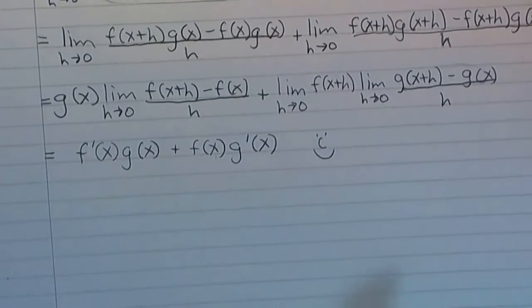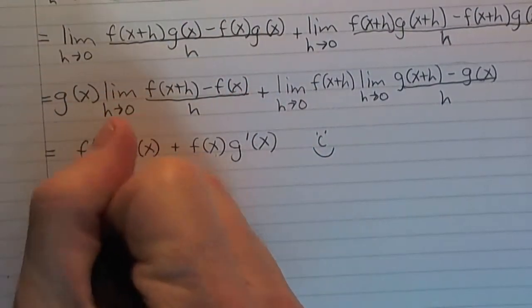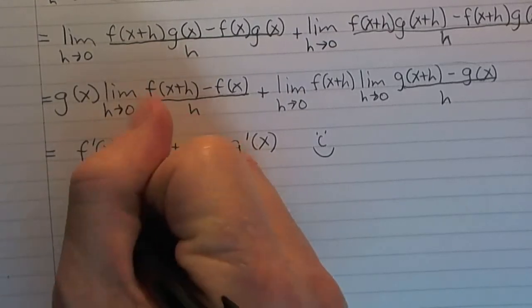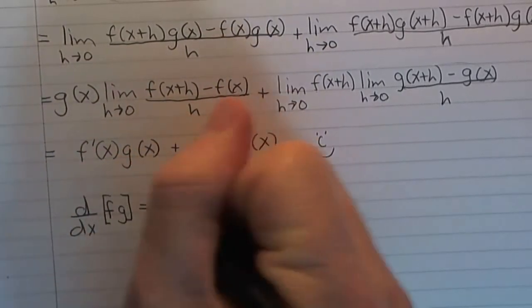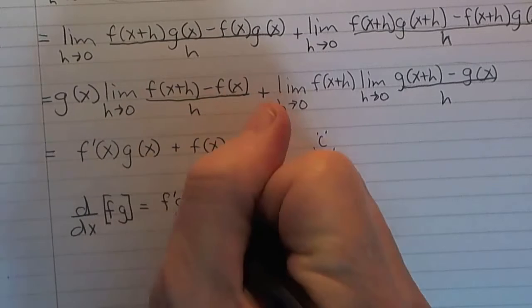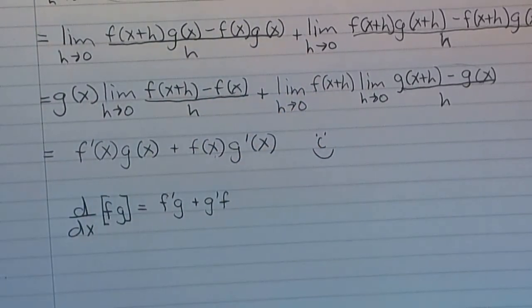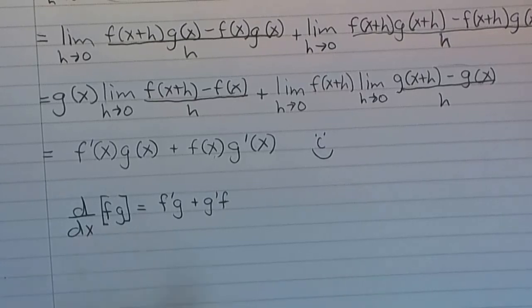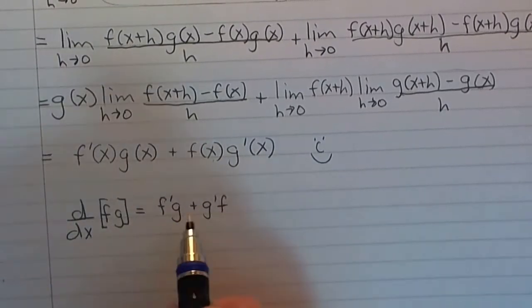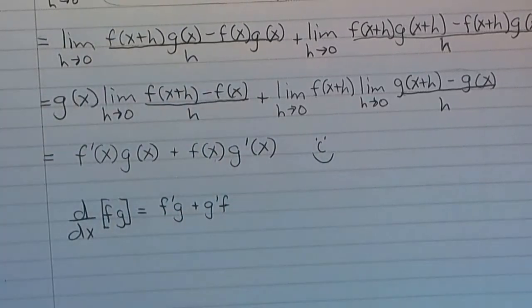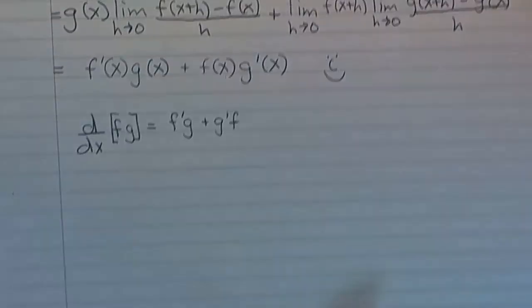Okay, so let's see how this goes. If we want the derivative of a product, fg, we could write this as f prime g plus g prime f. And this is the product rule. Okay? So notice, it's not the same as just f prime g prime. It's f prime g plus g prime f. So let's see how this works.